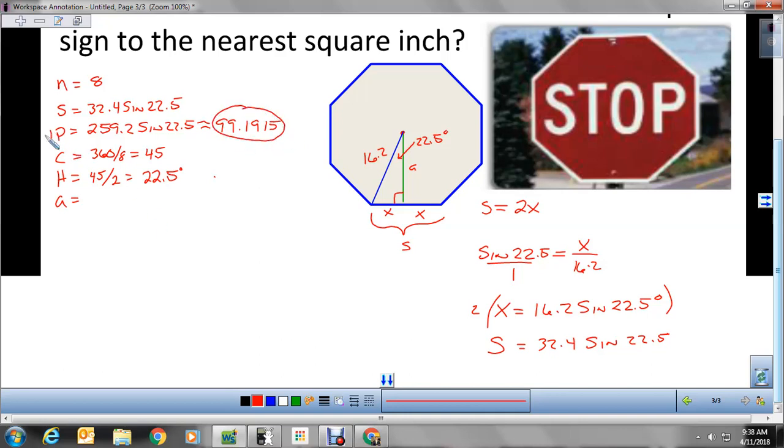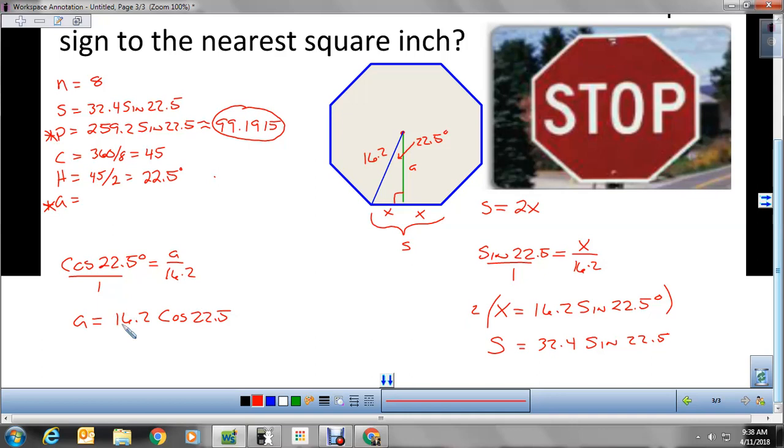Because remember, we need to find the perimeter, and now we need to find the apothem. So to find the apothem now, we're going to start at our reference angle again. We know we have the hypotenuse, and we have the adjacent leg, which means we're going to use cosine. So we'll write down the cosine of 22.5 is equal to the adjacent, which is a, over hypotenuse, which is 16.2. And we cross multiply. A times 1 is a, and then 16.2 times the cosine of 22.5.